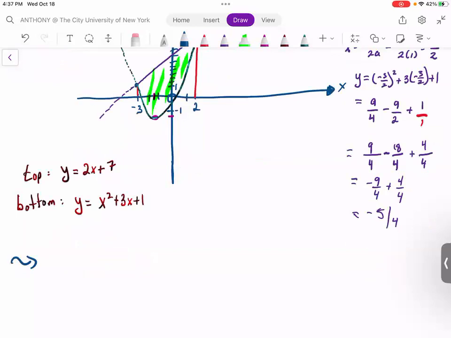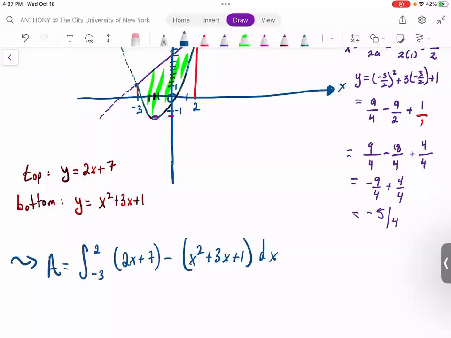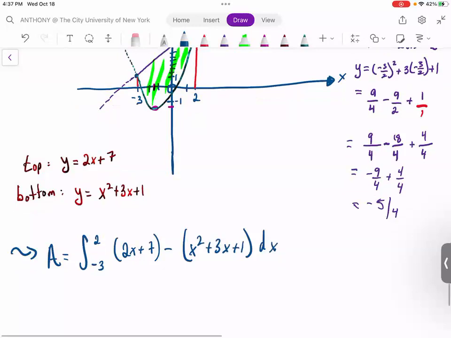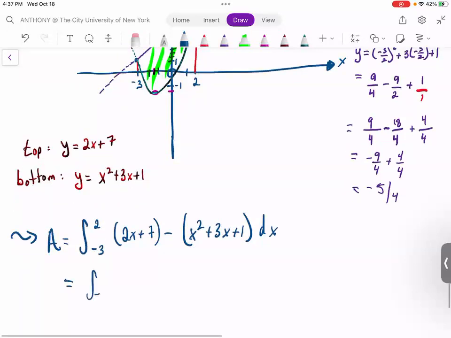All right, so what we're going to have is A equals the integral from the lower limit of integration, which is negative 3, to the upper limit of integration, which is 2, of 2x plus 7. I'm going to put that in parentheses, minus the bottom, which is x squared plus 3x plus 1, which also goes inside of the parentheses. And now I'm just working out the arithmetic to this problem. So what I'm going to do is distribute the negative sign inside the parentheses. So all the terms there, x squared, 3x, plus 1, they're all going to become negative terms.